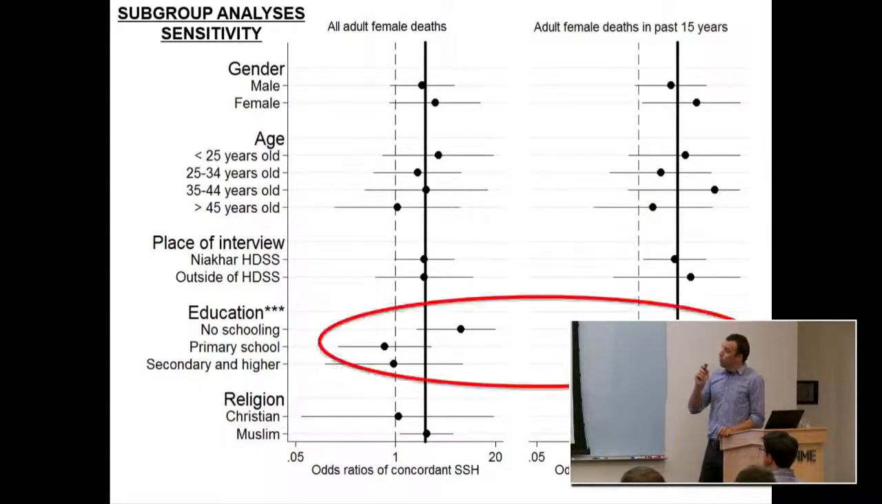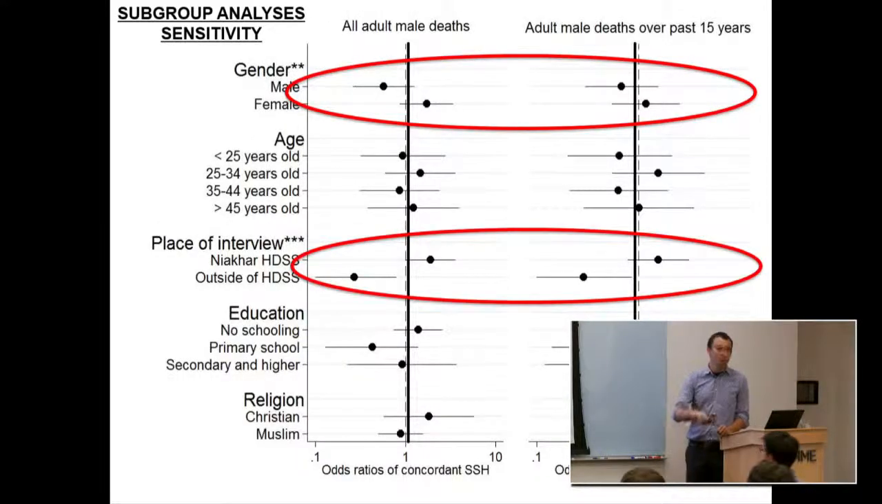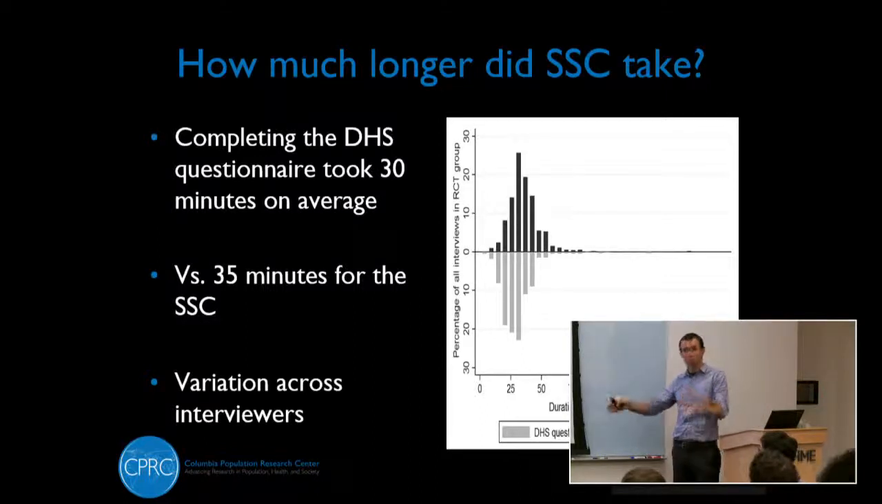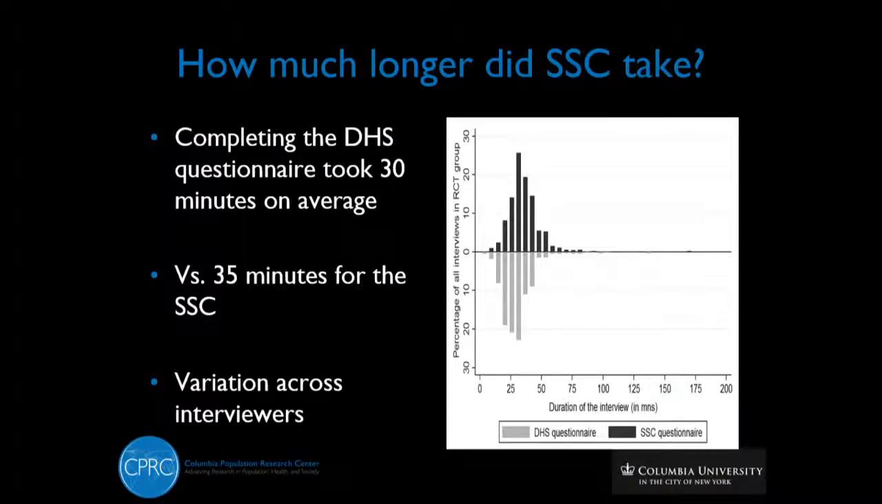The key question going forward is whether this takes a long time to complete, because these are large national surveys with competing sections of the questionnaire, and if you increase the section that's devoted to sibling survival history, maternal mortality, there's going to be a lot of pushback. So we want to make sure we get through this in a relatively comparable amount of time. On average, completing the DHS questionnaire took 30 minutes. That's what you see down here. Versus 35 minutes on average for the sibling survival questionnaire.